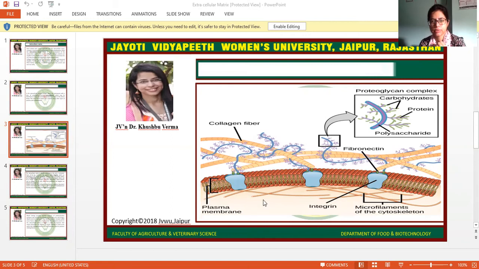This is the plasma membrane, and this one is the cytoplasm, and this region is known as the extracellular matrix, which has collagen fibers, and also fibronectin and proteoglycans. If we zoom in on the proteoglycan complex, you can see these are the carbohydrates, attached to the protein molecules, and this one is a polysaccharide, so this is a complex or conjugated structure of the proteoglycans. So the extracellular matrix has many kinds of proteins and carbohydrates, in which the collagen fiber is very prominent, and second are the proteoglycans, and fibronectin, integrin and some microfilaments are also involved.